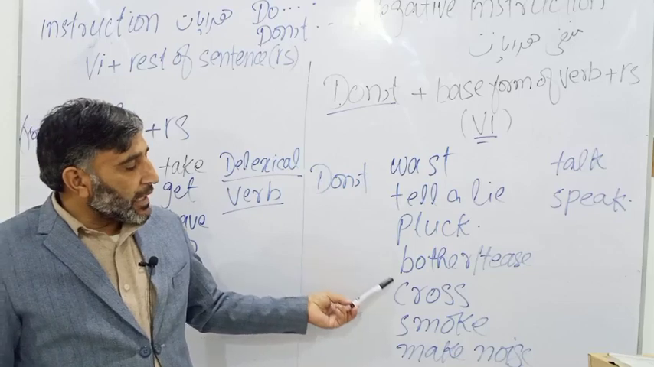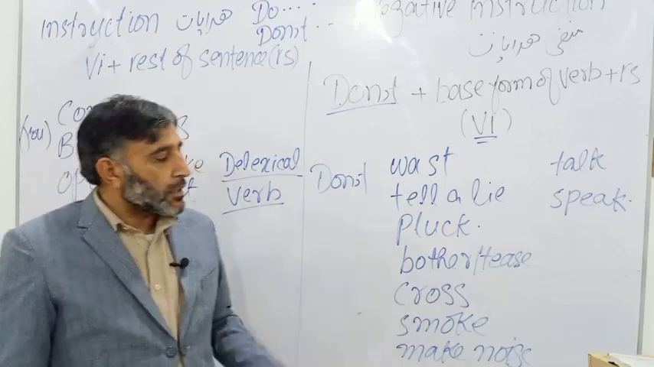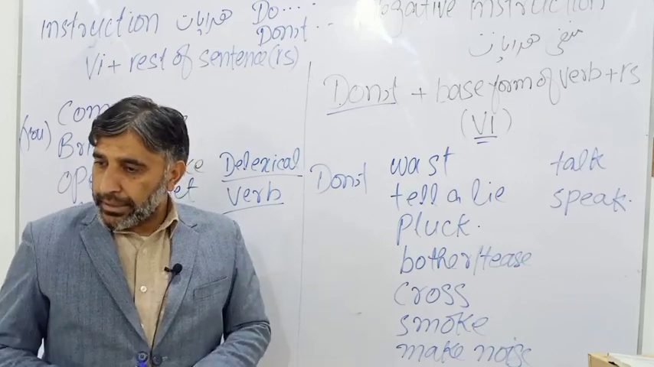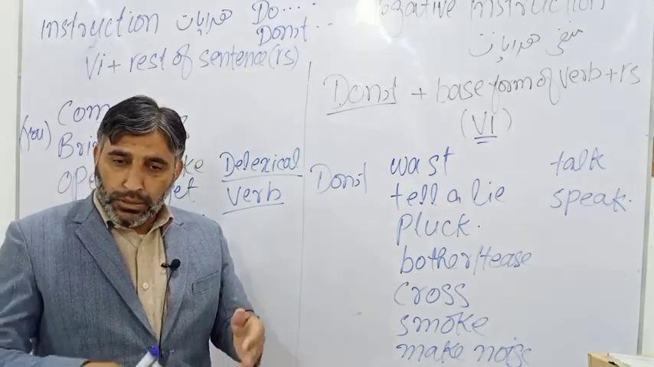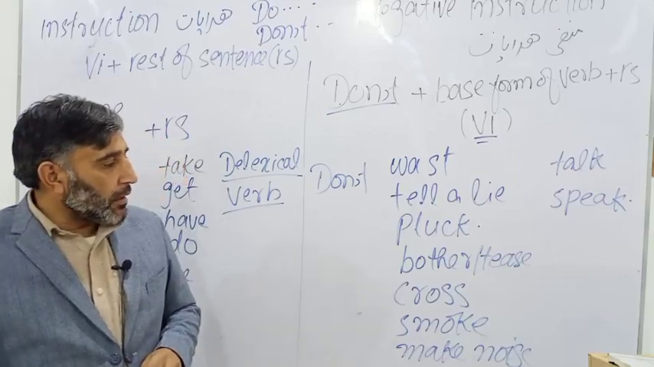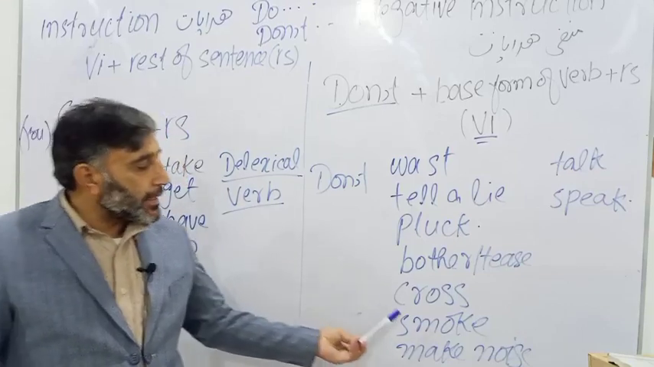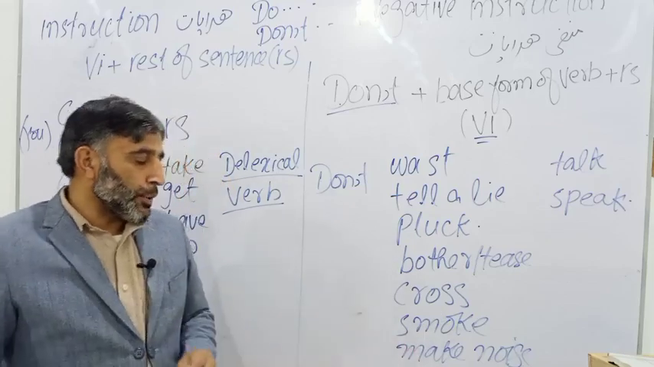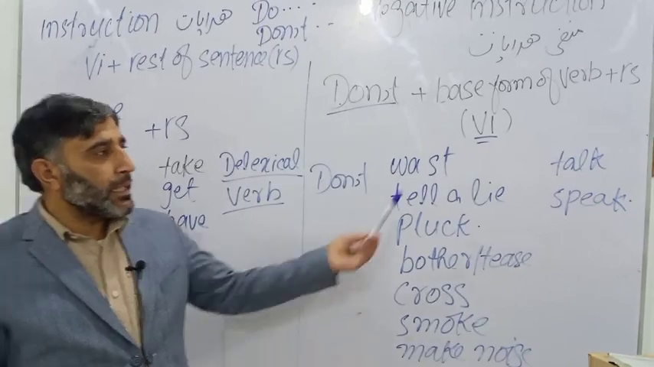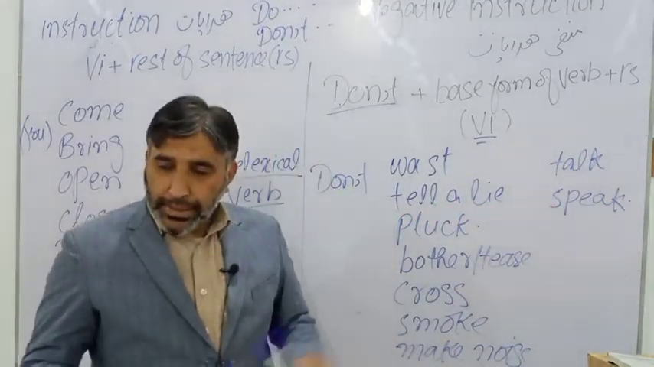Similarly, dae bae deke bagair road ko cross na karo. Don't cross the road before looking left and right. I mean, you should not cross the road before looking left and right. Cigarette na piyo. Don't smoke cigarette. Shor na karo. Don't make noise late at night. Good. Bate na karo. Don't talk in the class.